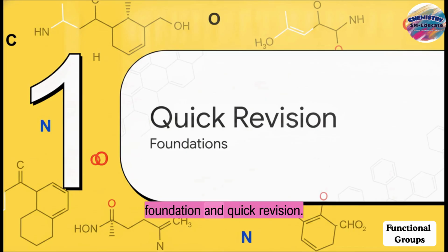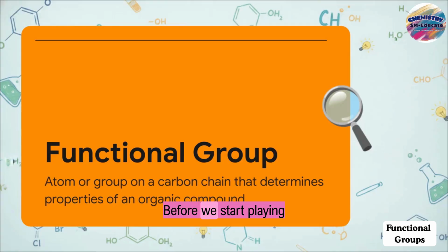Section 1, Foundation and Quick Revision. Before we start playing with the new tools, we really got to reset our baseline. What exactly gives these organic molecules their unique identities in the first place? Well, a functional group is basically an atom or a group of atoms attached to a carbon chain. And here's why this is absolutely crucial. This attached group entirely dictates the chemical properties and reactions of that compound. You change the functional group, you completely change how the compound behaves, even if the main carbon chain stays 100% identical. It is literally the molecule's true identity.